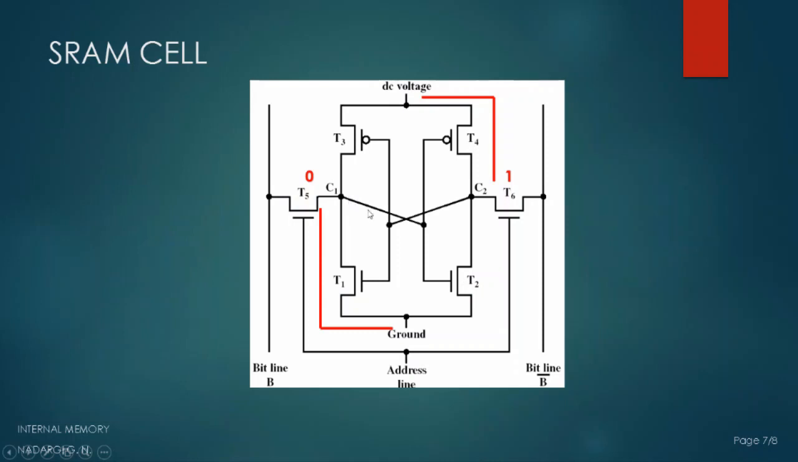For a read operation, the bit value is read from line B only, so there is no involvement of line B dash. So in this way the SRAM works. If you compare DRAM and SRAM, SRAM has a more complex structure as compared to DRAM. That is the basic difference between both cell structures.